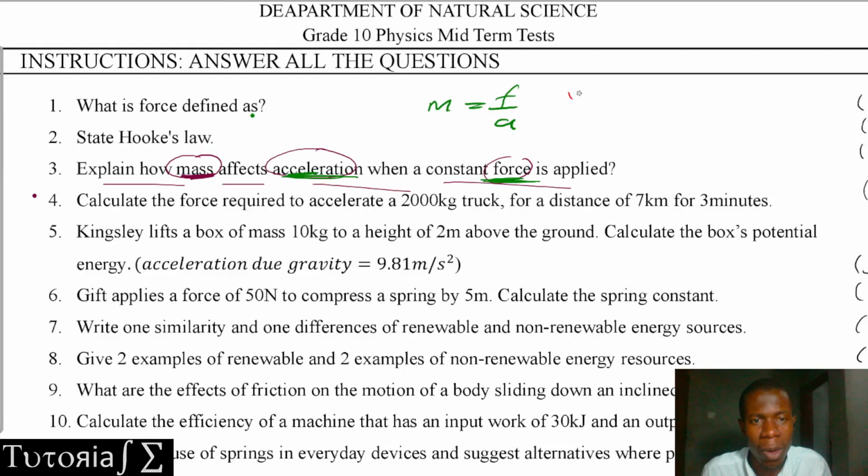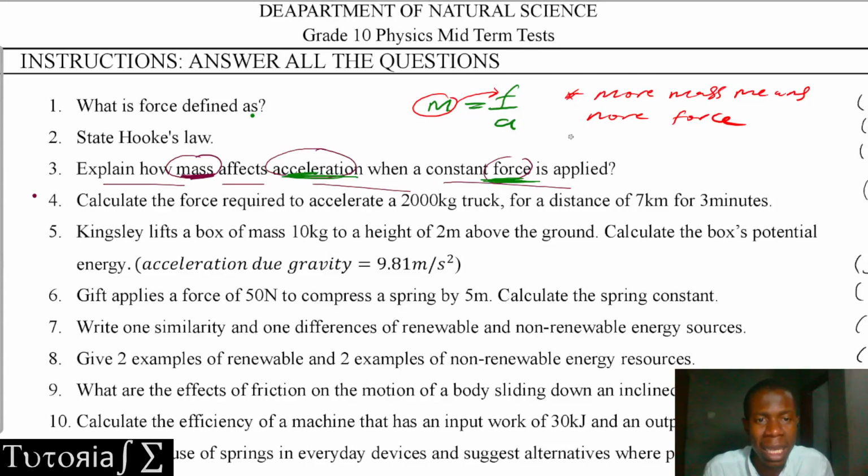So number 1, more mass means more force. This is because mass is directly proportional to the force applied.